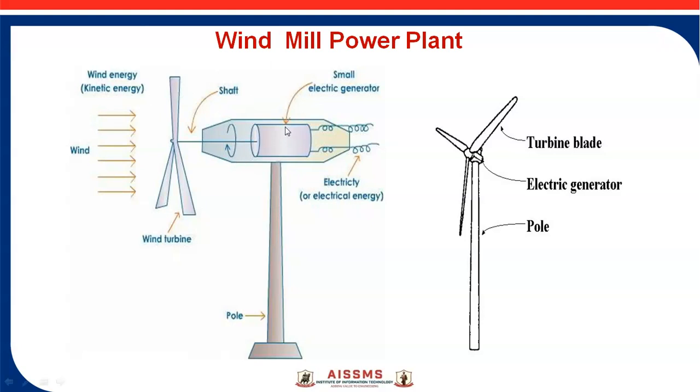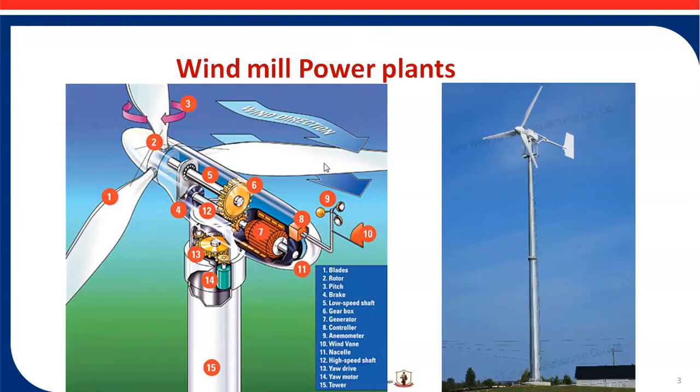It consists of different parts. If you see, this is the wind turbine, this shaft is connected to the electrical generator, and from this end we can produce electrical energy. And this pole is made up of a large structure.